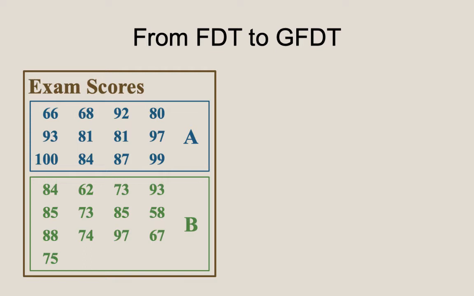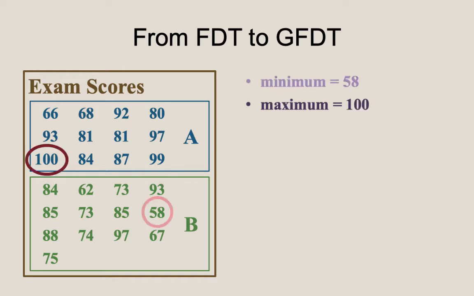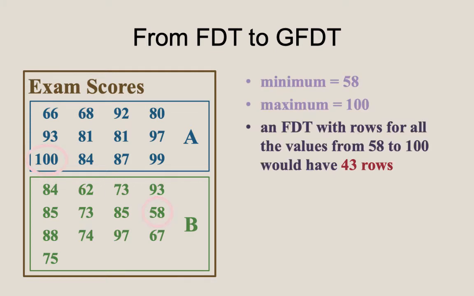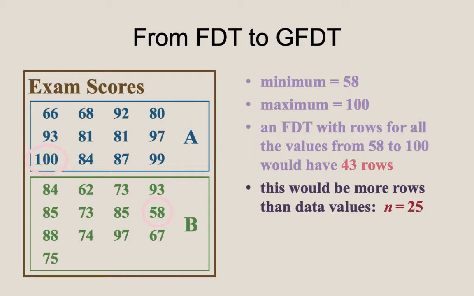Here we have the exam scores from a class of 25 students. As indicated, there were two versions of the exam, but for now, we will focus on the entire set of values as a single data set. For this data set, we see that the minimum is 58 and the maximum is 100. And if we were to build an FDT for this data, we would need a table starting at 58, 59, 60, 61, all the way up to 100. For all the values from 58 to 100, that would be a total of 43 rows.